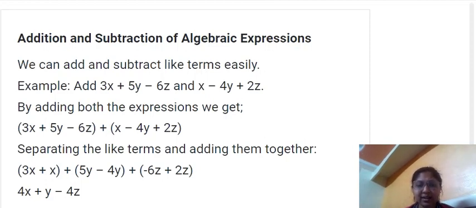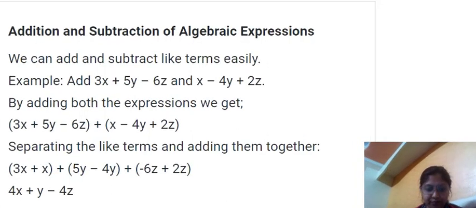We can add and subtract like terms easily. That means we have to keep in mind that while adding and subtracting algebraic expressions, we take into account like terms, not unlike terms. So here we have the expression 3x plus 5y minus 6z and x minus 4y plus 2z. Now we will write both the expressions on one side and then separate the like terms and add them together.